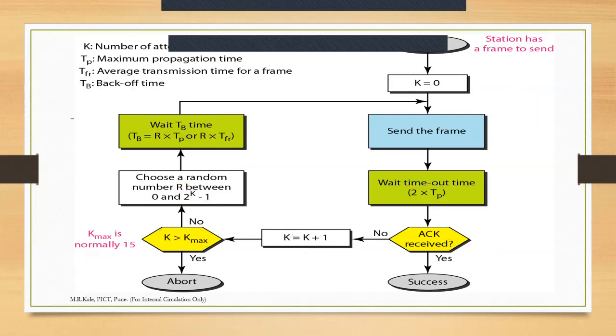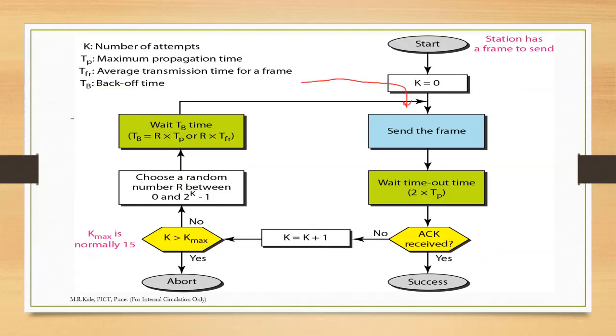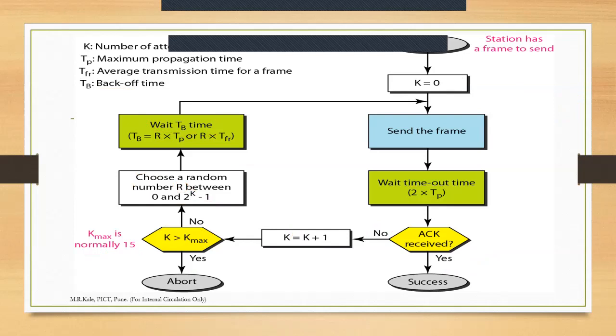Now, after waiting for TB time, that is the back off time, the station has backed off for a certain amount of time, and after that it will again send the frame. So this is the whole procedure of the ALOHA protocol. Let me remind you, ALOHA protocol doesn't use any technique before sending the frame. Whenever the station is ready with the frame, it will be sent over the channel, due to which there is a possibility of collision, and the possibility is highest in this case because there is no check.